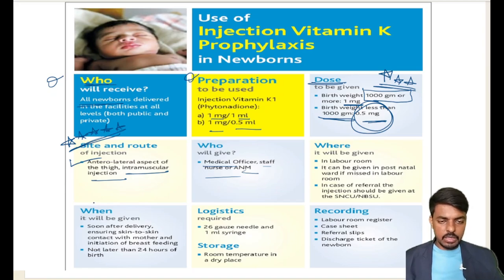The important points I have discussed here: we will give the injection vitamin K to all newborns, and the preparation comes as 1 mg per 1 ml and 1 mg per 0.5 ml also. If the weight of the baby is more than 1000 gram, we will give the complete 1 mg of vitamin K intramuscularly, in the mediolateral or anterolateral aspect of the thigh. Who will give? The medical officers and the nursing officers can give, and ANMs also can give. Very important point.